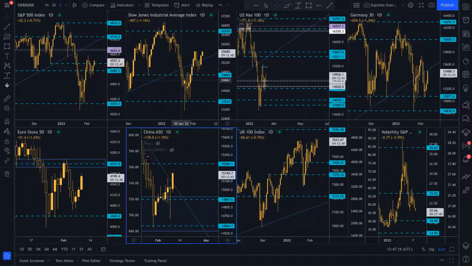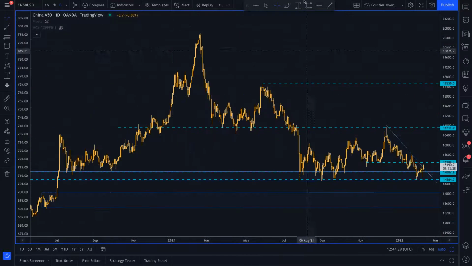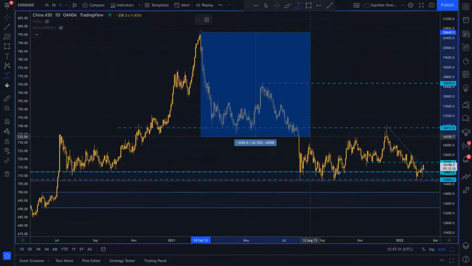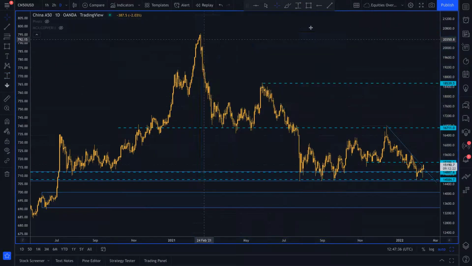So not right, falling, because central banks are hiking their interest rates. Hiking interest rates quickly as growth is slowing means equity traders are nervous. But look at China's A50 index. You see how China's A50 index fell like 30% last year as growth in China slowed.